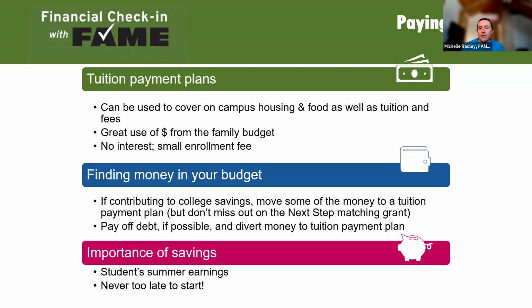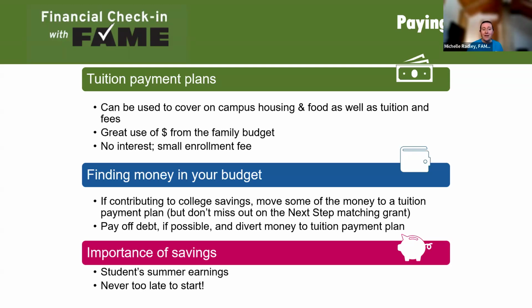And then obviously we can't overstate the importance of saving. So whether or not that's the parent or it's the student, but how is the student going to contribute as well? So looking at student summer earnings, what is their plan for that? And exactly how are they going to use it?